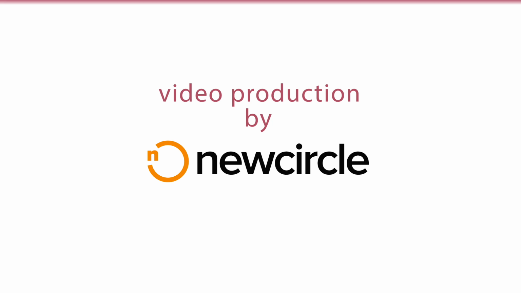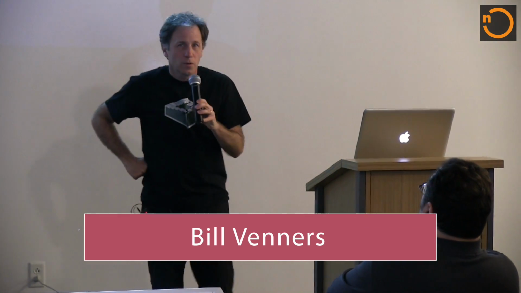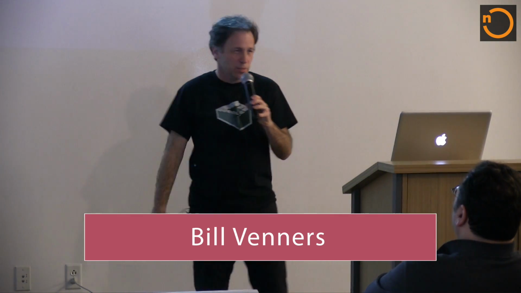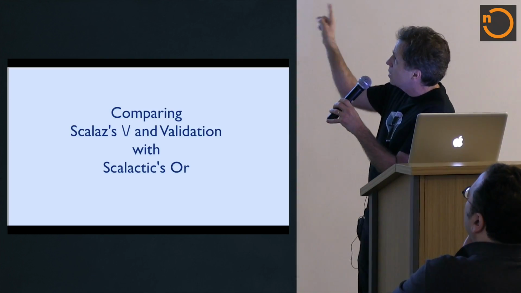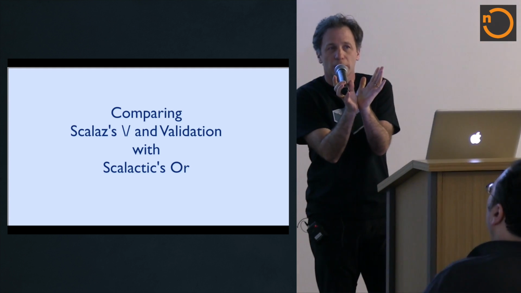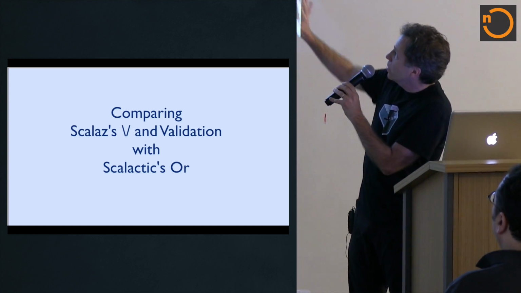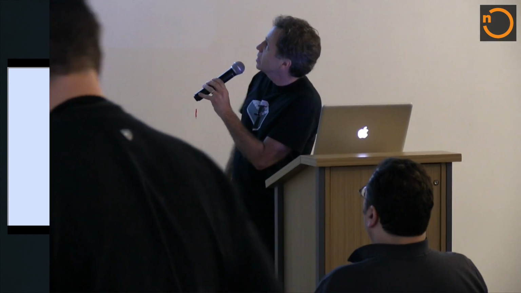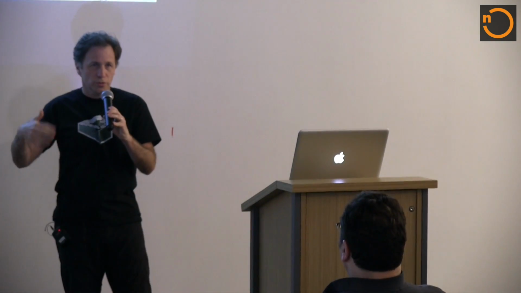My name is Bill Venners, and today my goal is to compare functional error handling in Scalaz and Scalactic without creating an explosion on the Scalaz mailing list. So we'll see how I do. In particular, there are two types in Scalaz. One of them is called Disjunction, which is that V shape, a symbolic name. And then the other one is Validation. For those who aren't familiar, Disjunction is basically a biased Either. So it's something that's geared towards functional error handling.